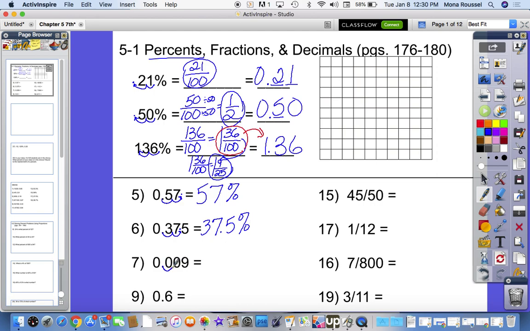On number 7, again, we move the decimal 2 times to the right. The decimal is in front of the 9, so we have 9/10%, and we can put that optional 0 in front of the decimal. We can leave it off if we like.